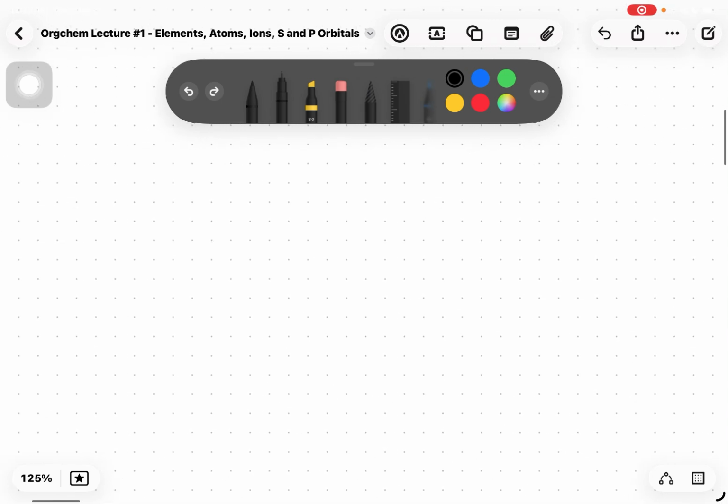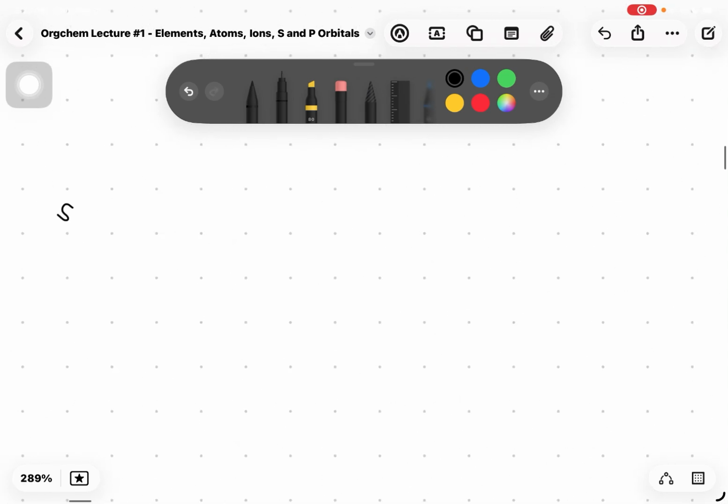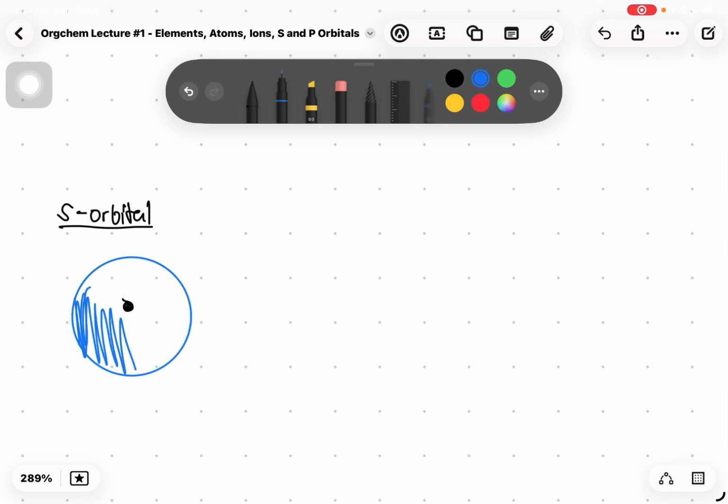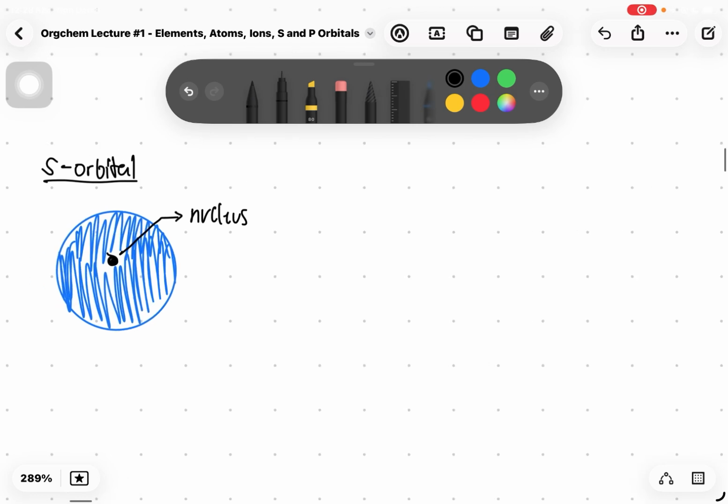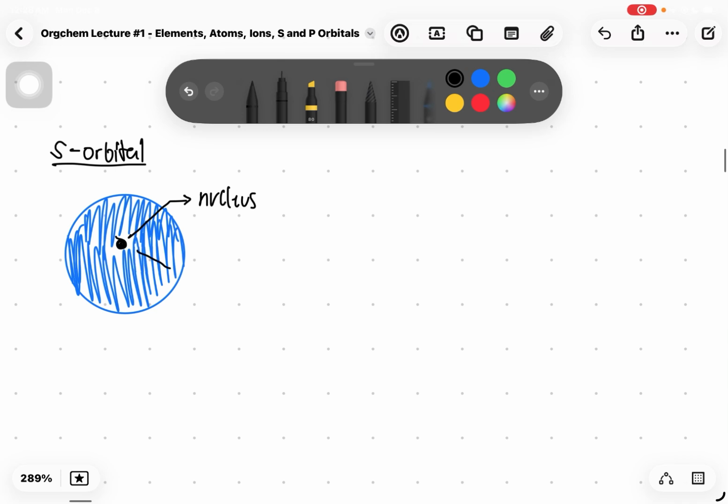So for our S orbital, it's more stable and has less energy than a p orbital. So what this looks like is basically this. More or less, it kind of looks like the atom we drew earlier. But yeah, the thing in the center is still our nucleus. And it's lower in energy because the electrons are kept closer to the nucleus.